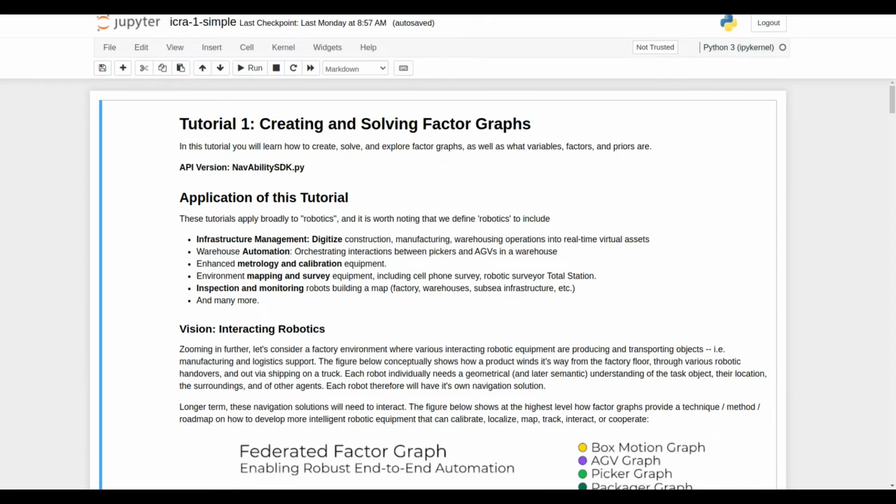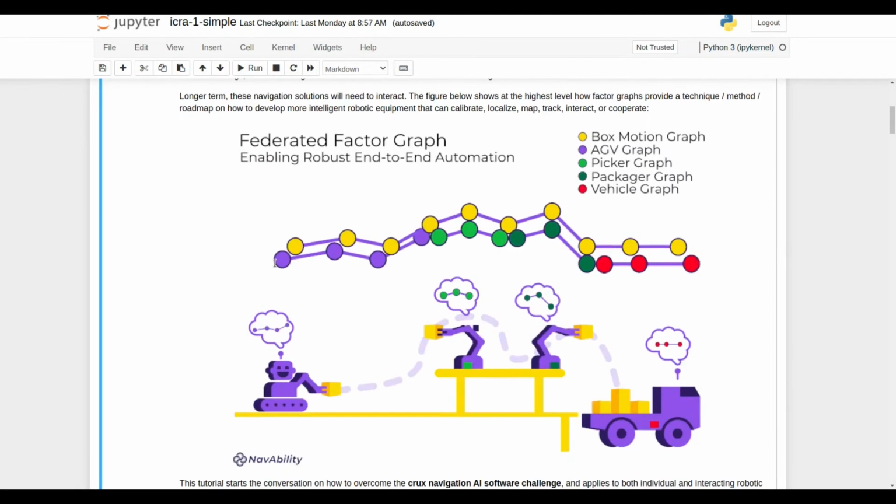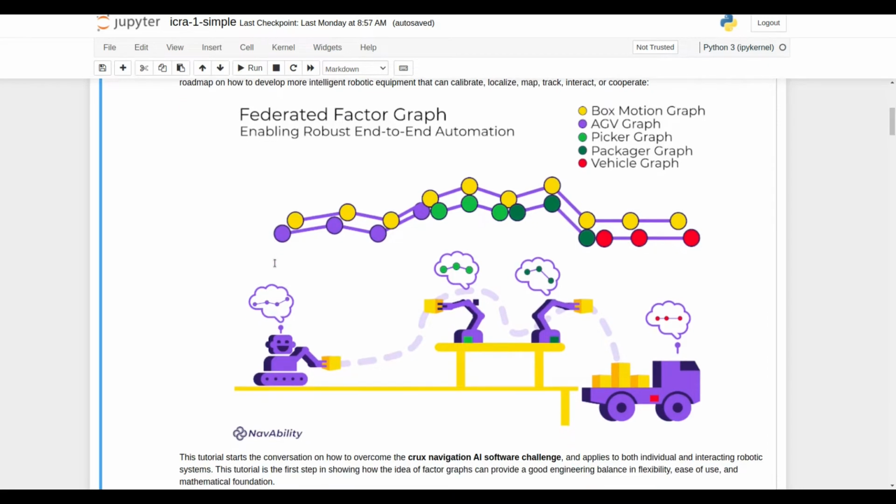This tutorial shows the first step in decomposing a complicated problem like interacting robotics into easily digestible and programmable steps. You will learn how to create, solve and explore vector graphs, as well as what variables, vectors and priors are. We will be looking at the Python version of the NavAbility SDK. Please go have a look at the welcome video if you haven't already. It provides the introduction, typical applications and some background to this tutorial.